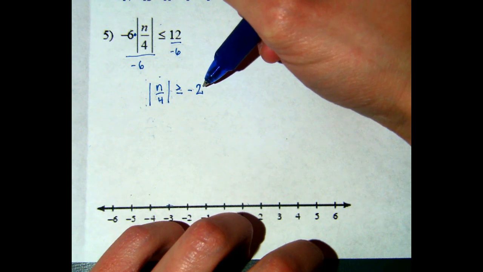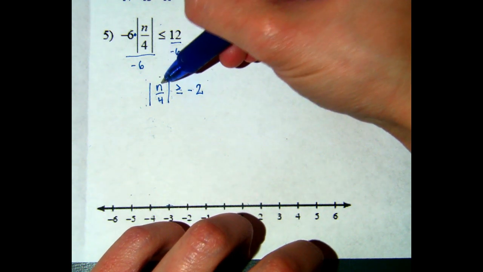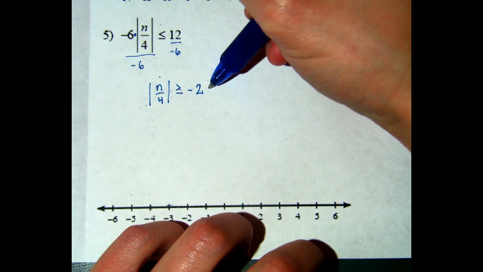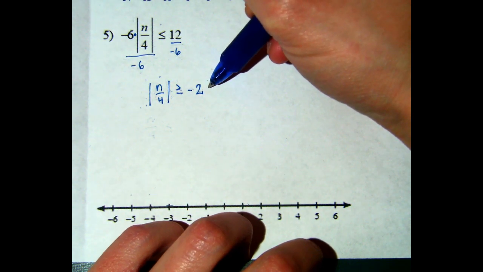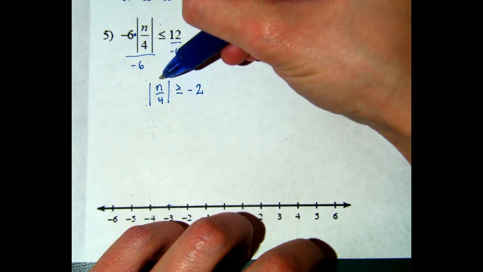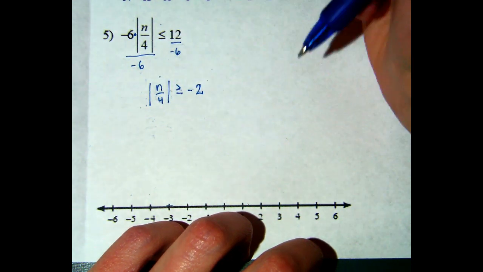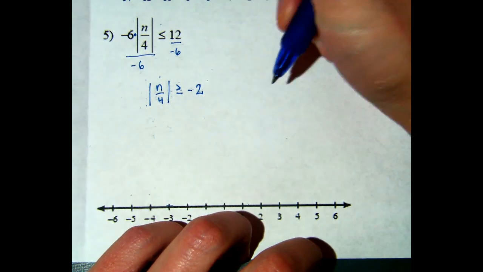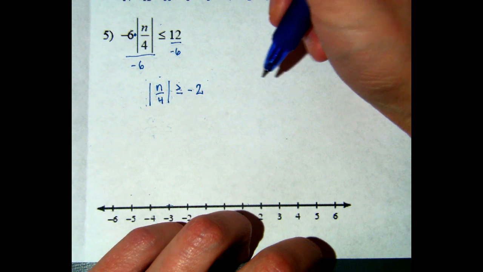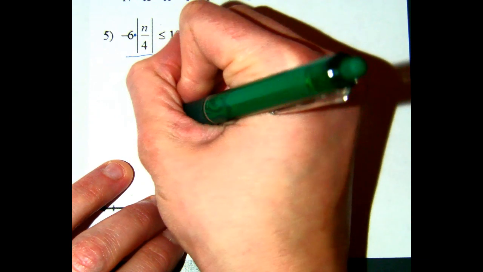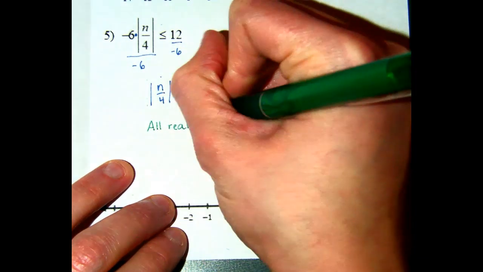If we think about that, any number that we plug in here is going to be greater than a negative because it's an absolute value, which means any number we plug in here is going to make this statement true because it is greater than a negative number. All absolute values are greater than a negative number. So my answer for this one is actually all real numbers.